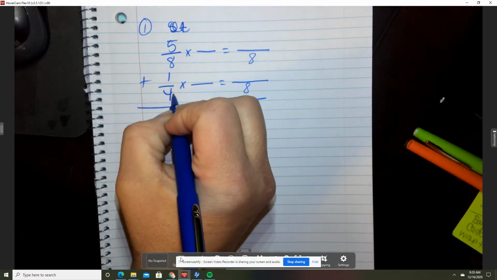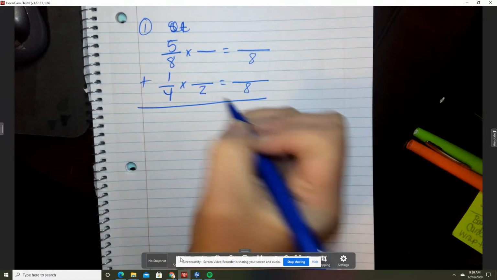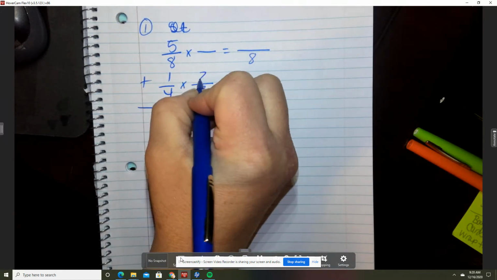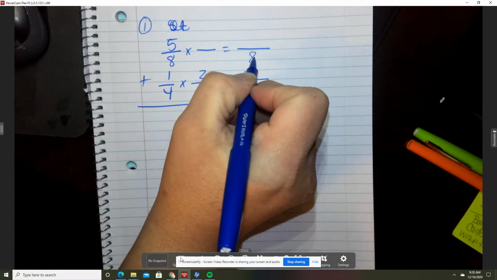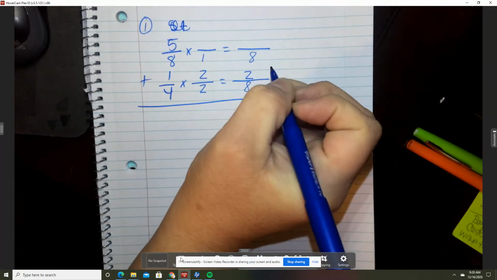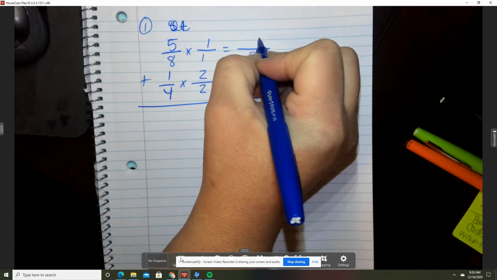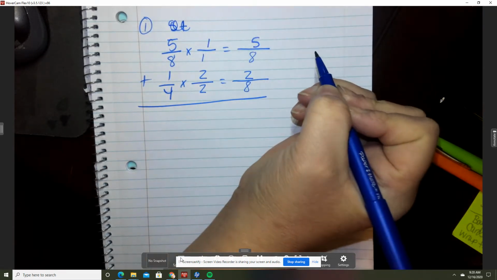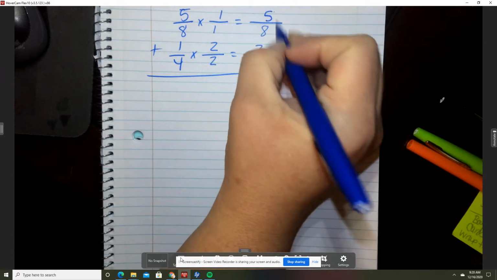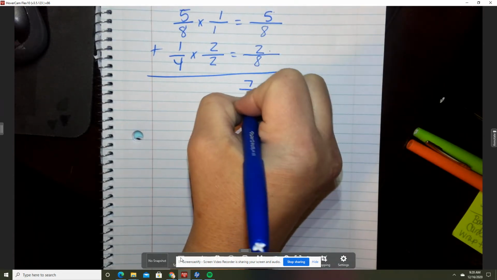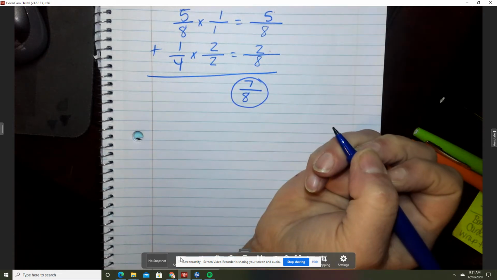All right, what did I do to 4 to get to 8? Well, you times it by 2. And what you do to the bottom, you have to do to the top. 1 times 2 is 2. What did I do to 8 to get to 8? Well, you multiply it by 1. What you do to the bottom, you have to do to the top. So 5 times 1 is 5. Okay? And now you're just ready to add. 5 plus 2 is 7. And then you bring down your denominator, so that would be 7/8. All right?